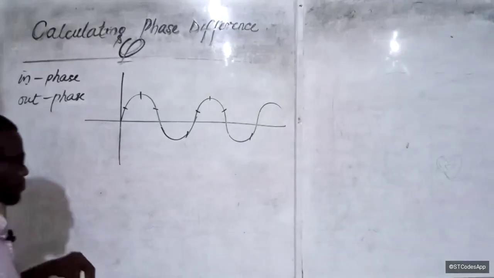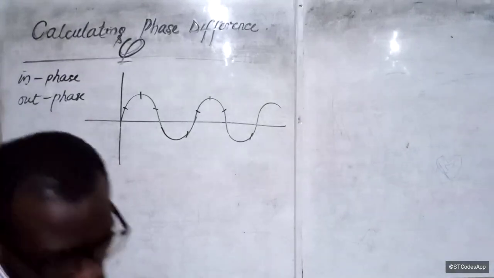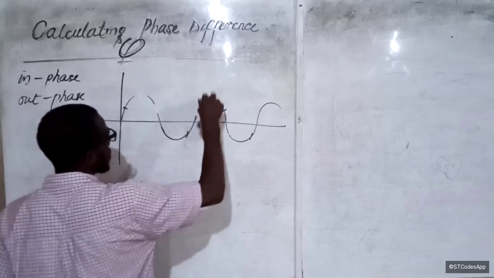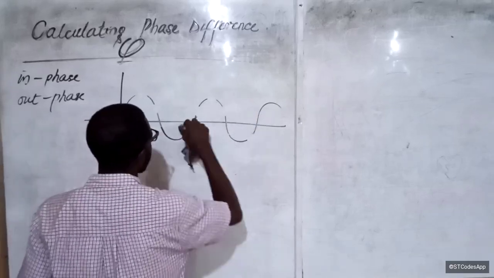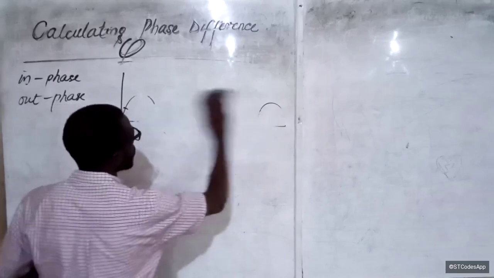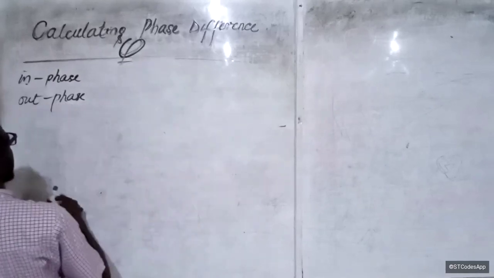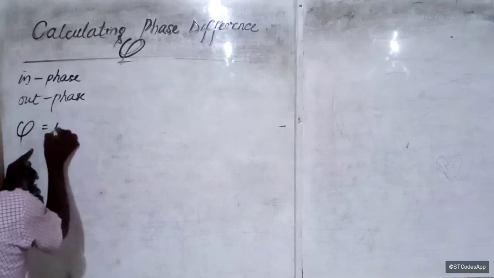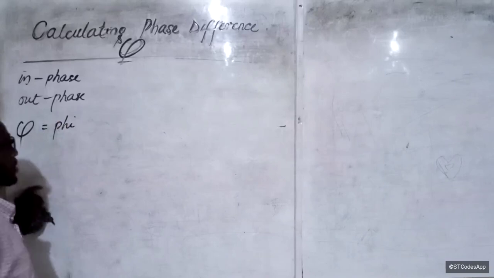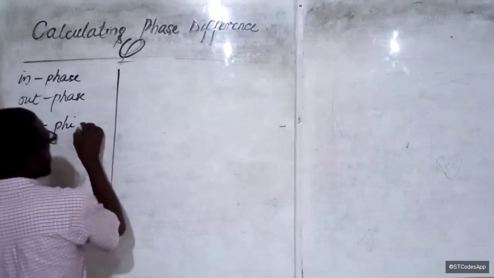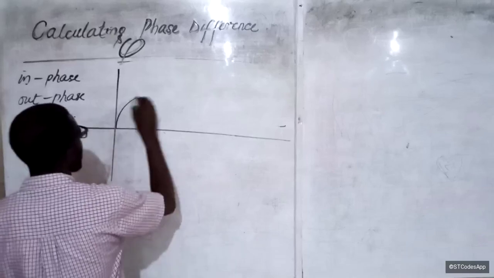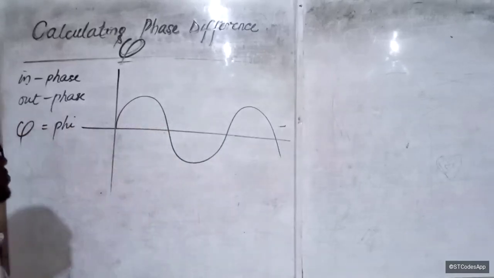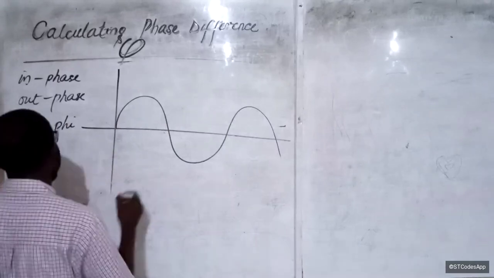Now, what are the possible questions we could be asked in phase difference? First, the sign we use to denote phase difference is called phi, which is a Greek alphabet. So phi represents or denotes phase difference. Now let's calculate phase difference. How do we go about it?